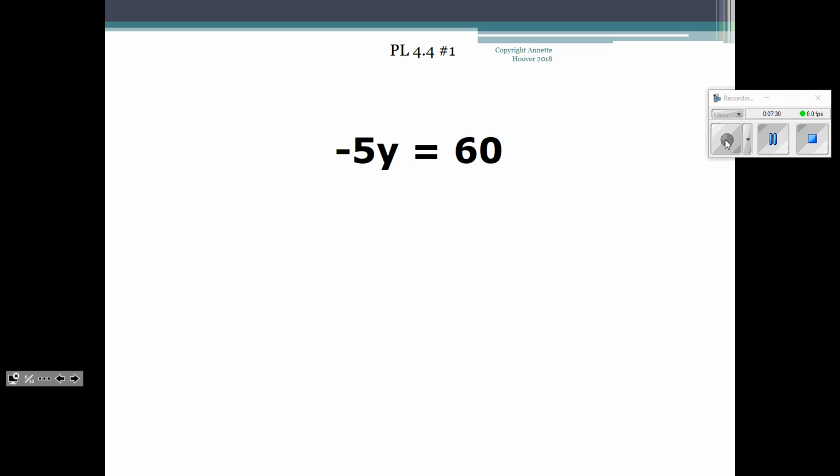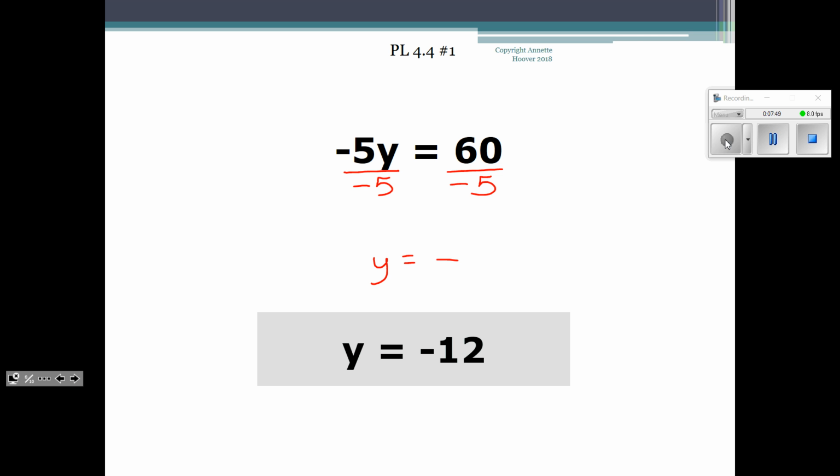If you're looking at your assignment, this is from punchline 4.4. Again, looking at this, we have negative 5 times an unknown number. So when it's multiplication, we divide. And when we divide with one positive and one negative, we know the answer is going to be negative. And 60 divided by 5 is 12. So our answer is negative 12.